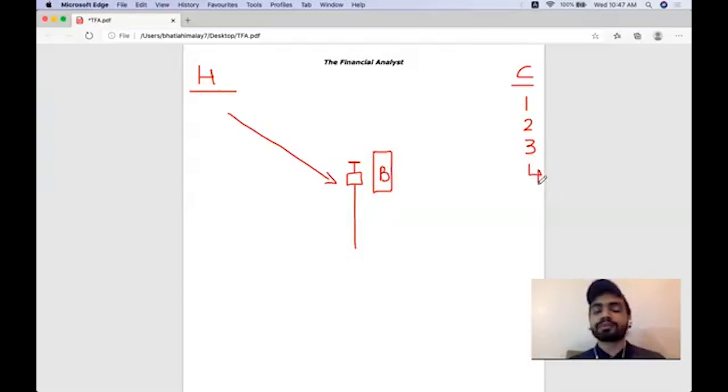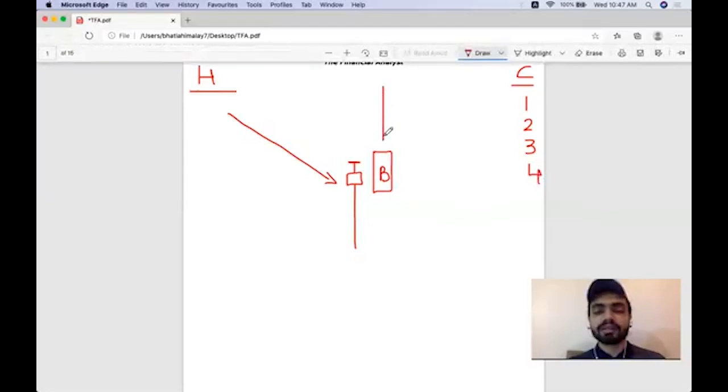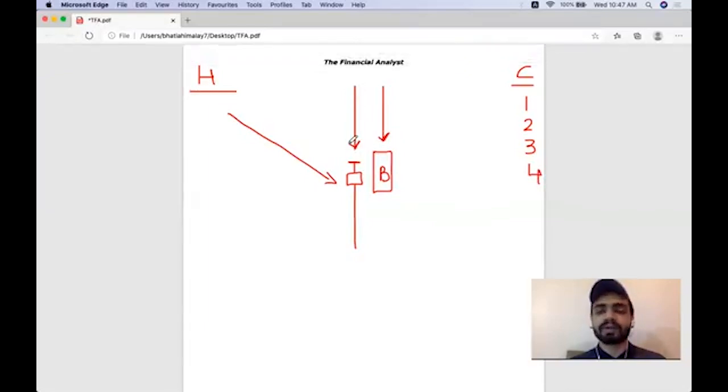Let's take the fourth point. The fourth point is that on the day of the confirmation, as well as on the day of the pattern, the volume should be high. So the third and the fourth criteria are constant across all the patterns.